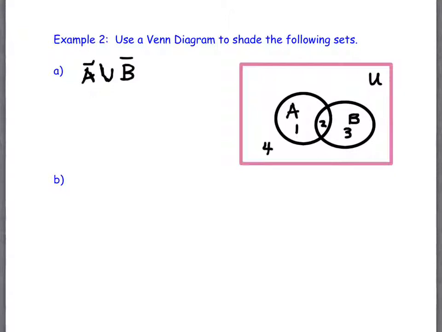What we're going to do next is write out what these sets are in terms of the numbers we've just assigned to the regions. So if you look at A with the bar on top, what does that mean? Complement. What is A complement asking you to do? Everything not in A. So which of those numbers are not in circle A? 3 and 4, right? We're going to do the same thing with B complement. Which of those numbers are not in circle B? 1 and 4.